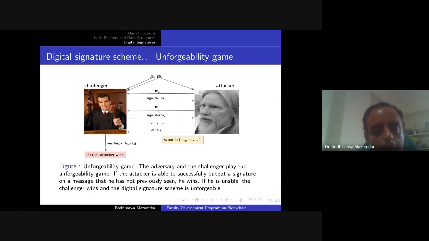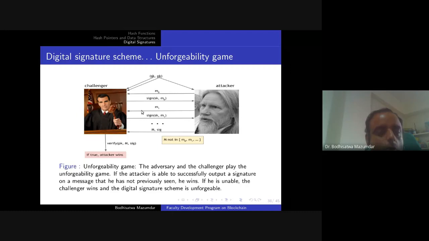Then he sends another document M1 and obtains the corresponding signature on that document. Likewise, suppose he performs n number of queries. He gives n documents and obtains the signatures on all n documents. So now he has in his possession n documents and their corresponding signatures. Now with this knowledge, what does he do? He creates a different message M and a signature value SIG, and passes this different message and the corresponding signature to the challenger.